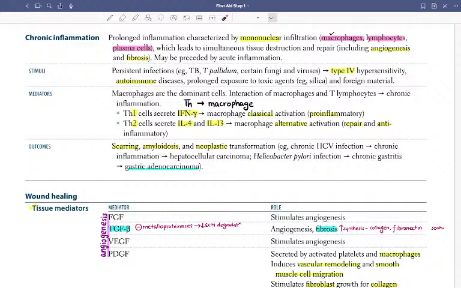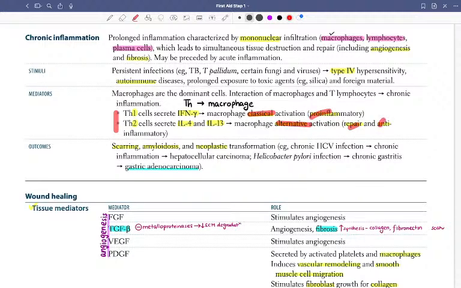Okay, T helper 1 secretes this, actually well given in the picture. T helper 1 and T helper 2: interleukin 4, interleukin 13, macrophage alternative activation. It may not look very clear, but it's quite volatile. So T helper 1, interferon gamma, macrophage classical activation; T helper 2, interleukin 4, interleukin 13, alternative activation. Classical way they become pro-inflammatory, alternative way they are repair and anti-inflammatory.